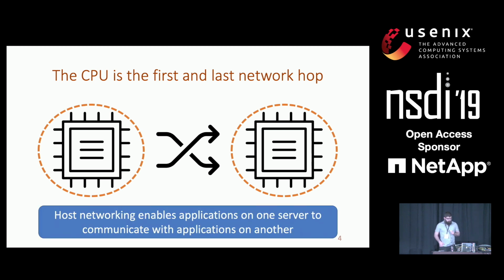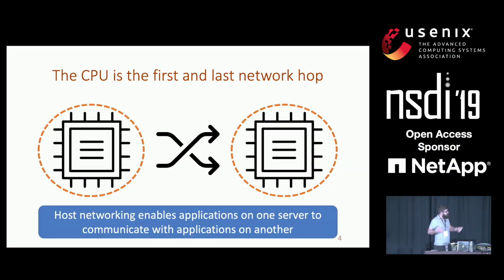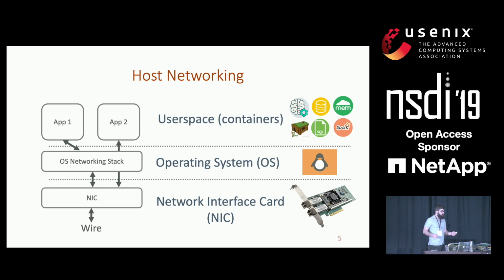Okay, so the important thing here is that host networking enables an application on one server to communicate with another. So unlike most things in NSDI, where we're going to look at things, like I said, in the core, we're now looking at the edge. Okay, so what does this edge look like?